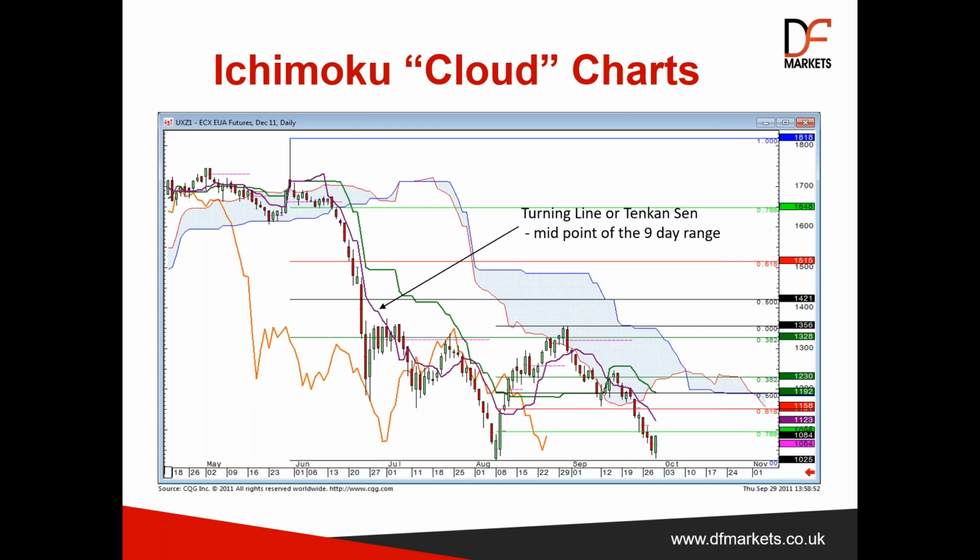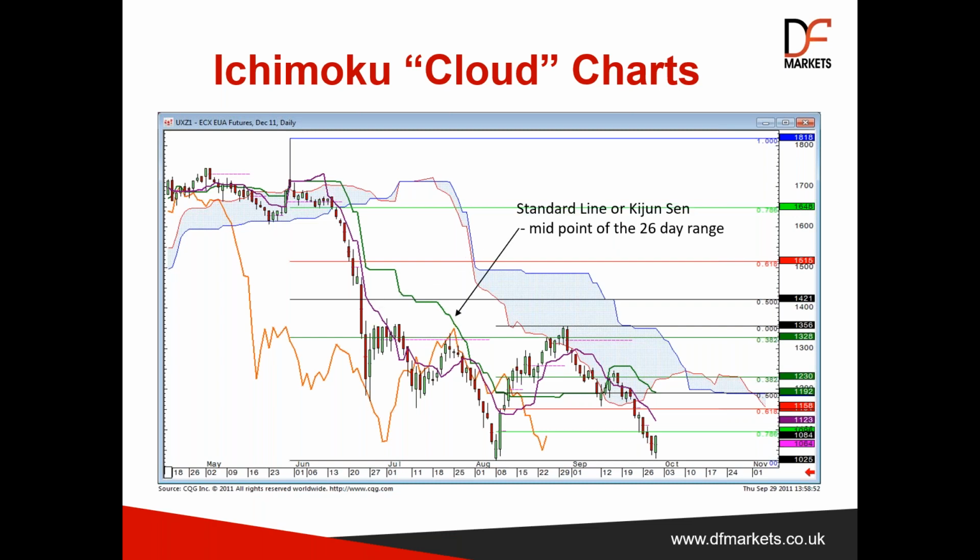The first line is called the turning line, in Japanese the Tenkan Sen line, and that is the midpoint of the 9-day range, quite simply. So you just look at the last 9 days range and you find out where the middle of that is, and that gives you that purple line on our chart. Pretty simple stuff to start with.